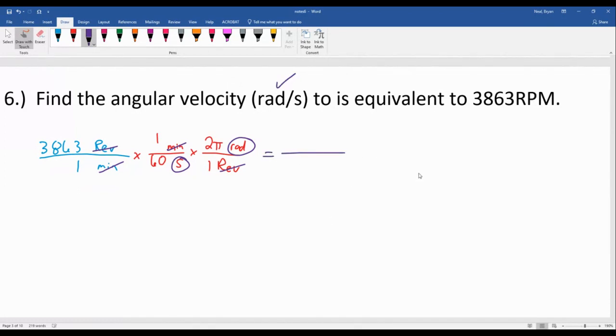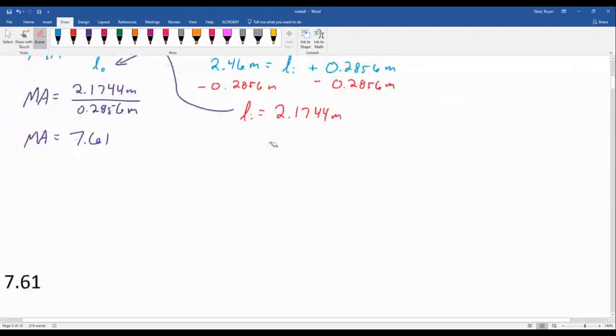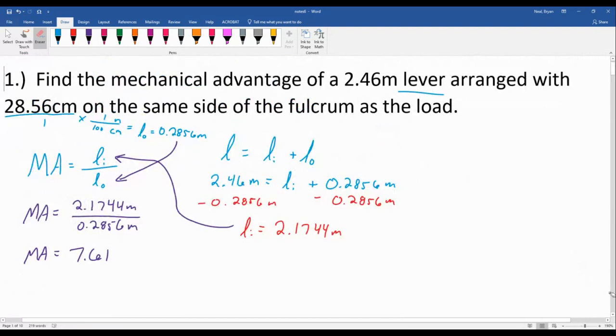Trying to evaluate this, we can get an answer all together because there's only one thing on the bottom. So you can take 3863 times 2 times pi and then divide by 60. Just do that all as one run, and you can get the answer directly. So I was going to set up and do 2 parts, but it's more efficient to do it the other way.